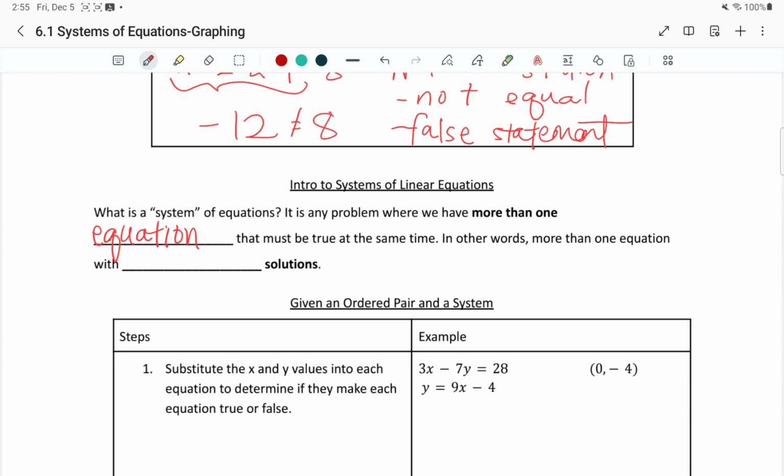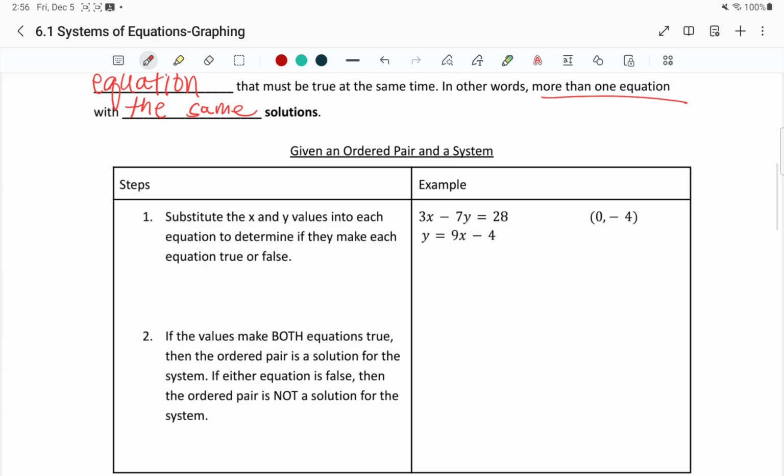So we have one specific thing though, more than one equation with the same solutions. So we have to make now 2 equations work at the same time. So how we do this is we plug in the y values and x values into both equations. And if they're both true, then we're good. But if either one is not true, then it's false. So let's try it out.